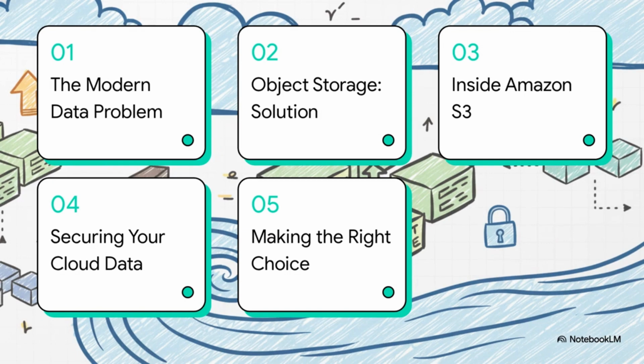All right, here's our game plan. First, we'll talk about the modern data problem, why this is even a challenge. Then, we'll look at the solution, object storage. After that, we're going to pop the hood on the most popular option out there, Amazon S3. And of course, we'll cover the super important topic of security before wrapping up with a checklist to help you make the perfect choice for you.